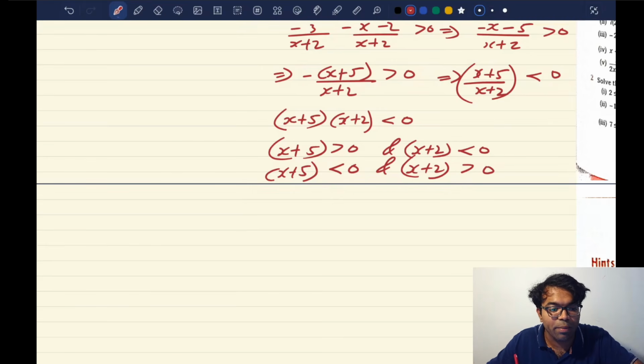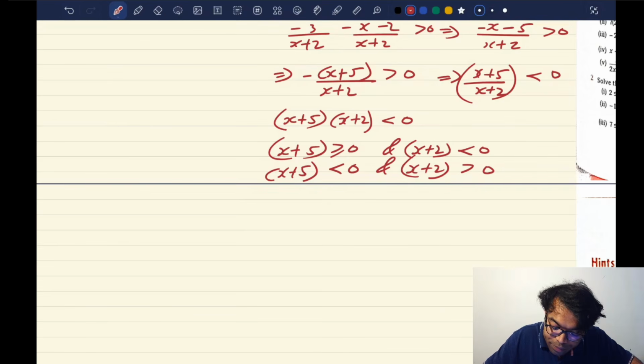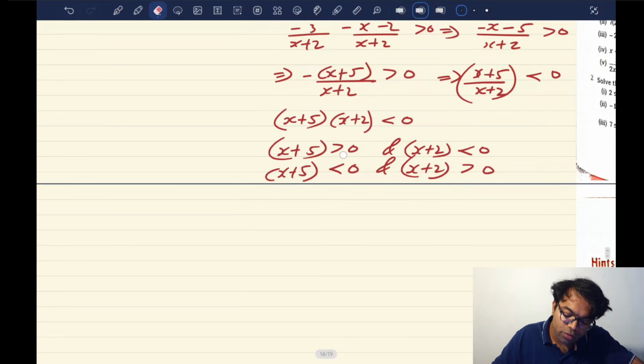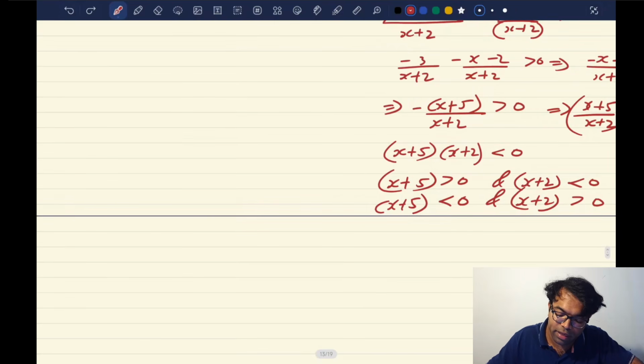Now here, what is the mistake that I made? Here x plus 5 can be greater than or equal to 0, because even if the numerator becomes 0, that does not matter. Hey, wait. No, there is a less than, it should be less than 0. No, I was correct. So here it should be greater than 0 or less than 0, because you had a greater than 0 sign. If it had greater than or equal to, then you could have used this equal to sign here, but it is not there, so you will not do that. So x plus 5 should be greater than 0 and x plus 2 should be less than 0.